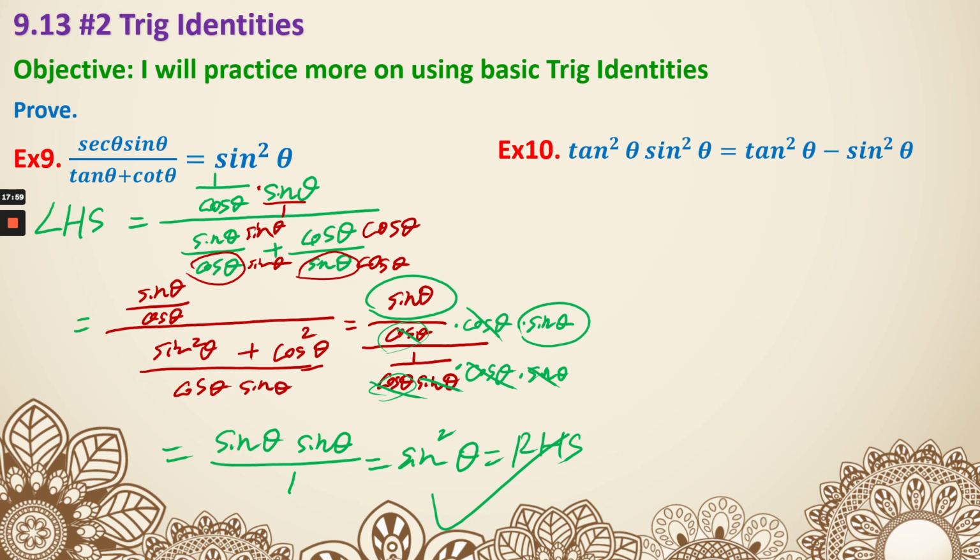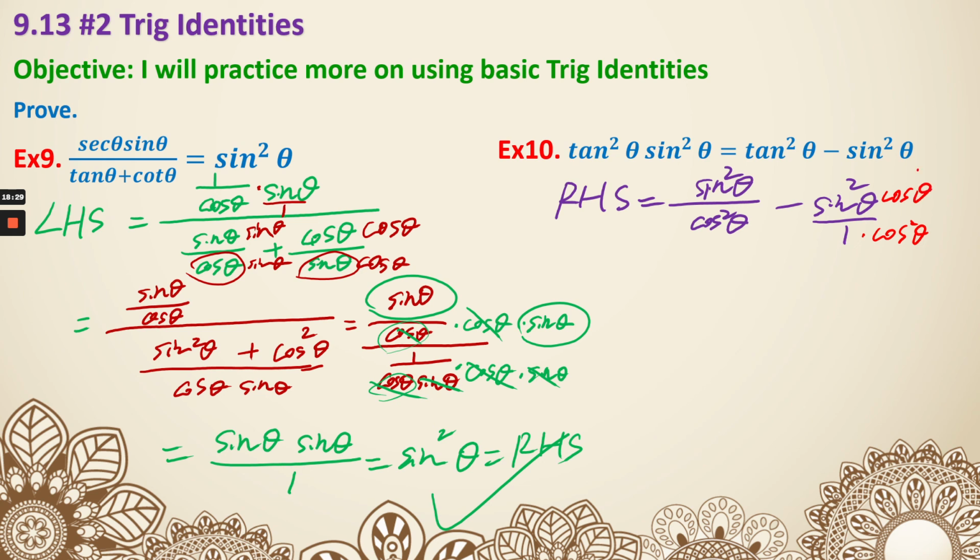Number 10. Like I said before, we typically treat the addition or subtraction to be more complicated than the multiplication. So for this one, I'm going to start from the right-hand side first, which is tangent minus sine. So I'm going to rewrite sine squared over cosine squared, and then minus sine squared. Or I can treat that as sine squared over 1. Common denominator, multiply both top and bottom by cosine theta squared to get the common denominator. So I got cosine theta squared, top becomes sine theta squared minus sine theta squared cosine theta squared.